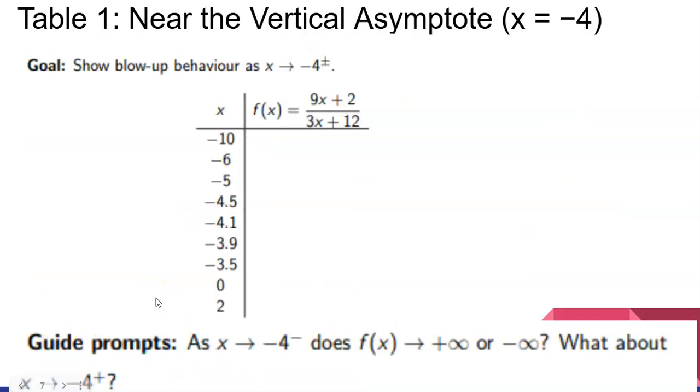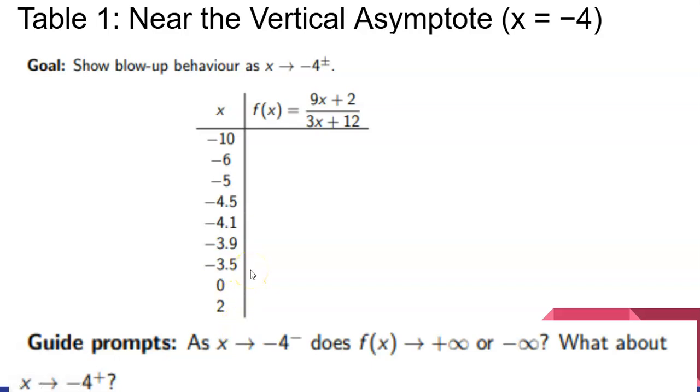Now, for the behavior near the vertical asymptote. Next, we observe and confirm the behavior of the graph near the vertical asymptote, x equals -4. The goal is to show the blow-up behavior as x approaches -4 from the left and from the right. When we say from the left, we begin with values such as -10 and move toward -4.1. These are values less than -4. And when we say from the right, we start with values such as 2 and move toward -3.9. These are values greater than -4.